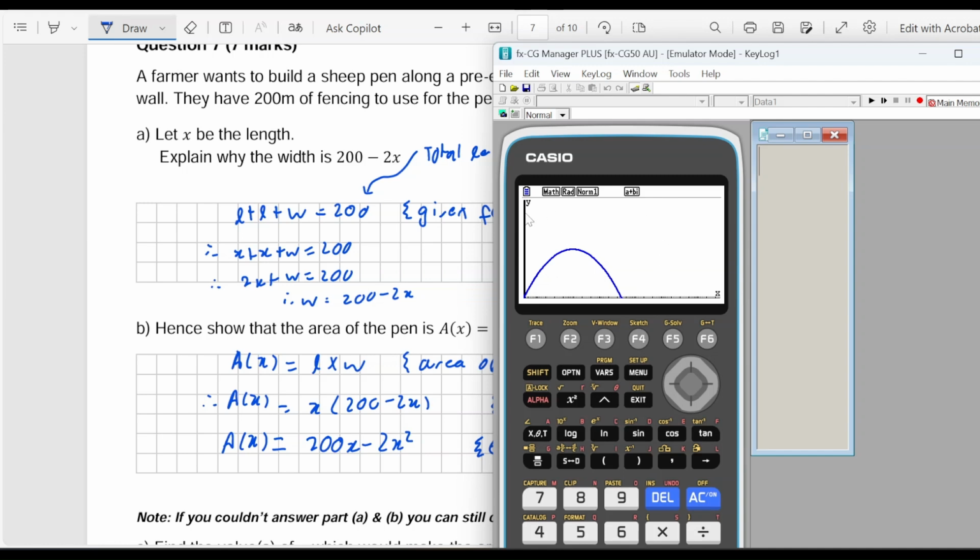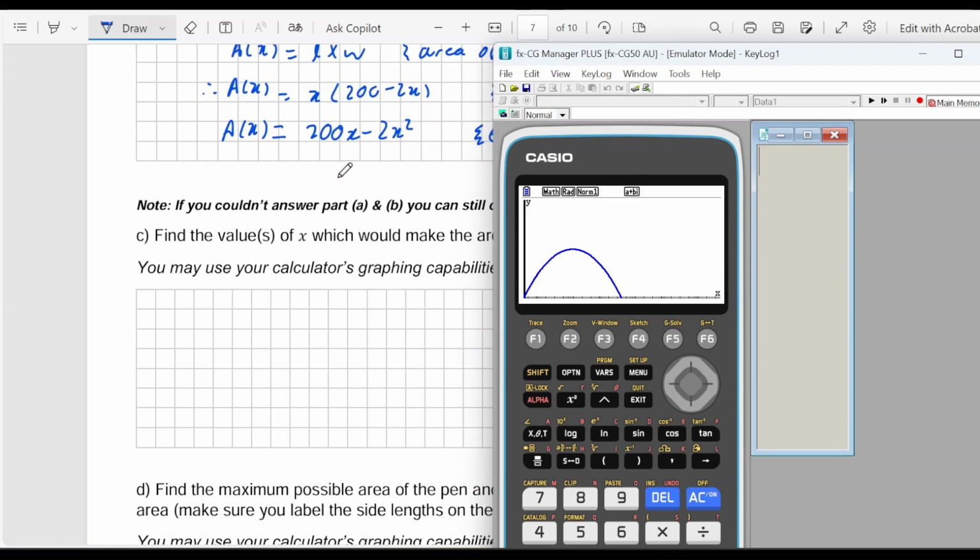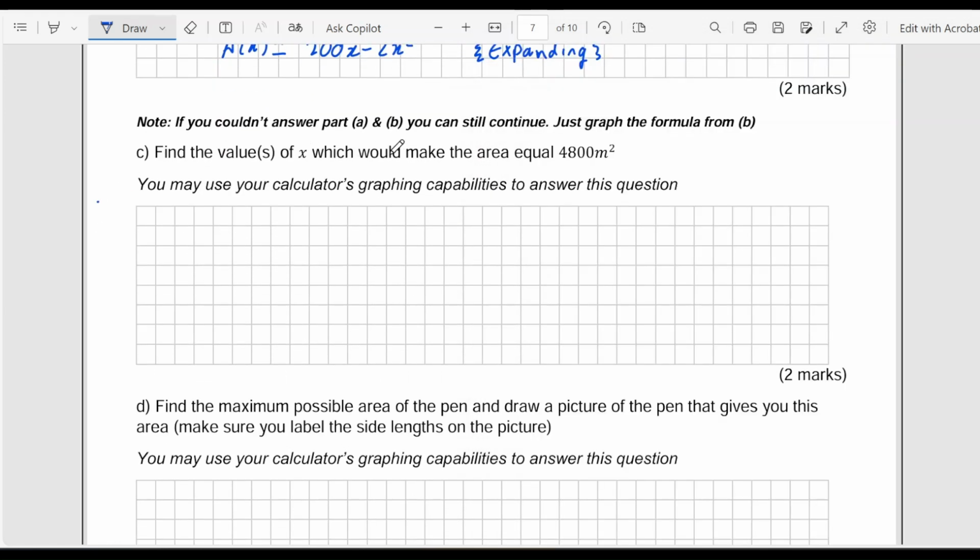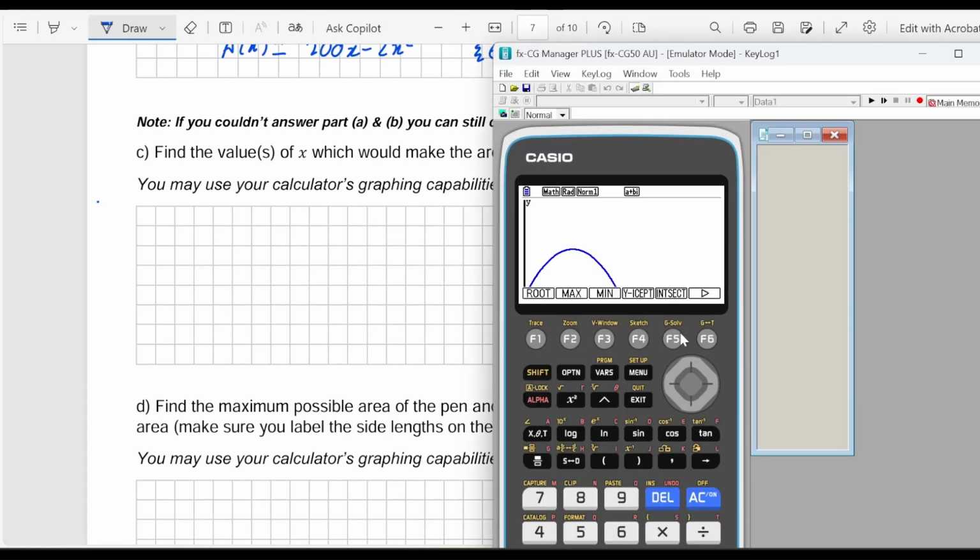I want to be really clear, the y-axis here is the area of the pen, and the x-axis is this thing we've called x in the question. So find the values of x which would make the area equal 4,800. Shift G solve across x cal 4,800. X is 40, or x is 60.